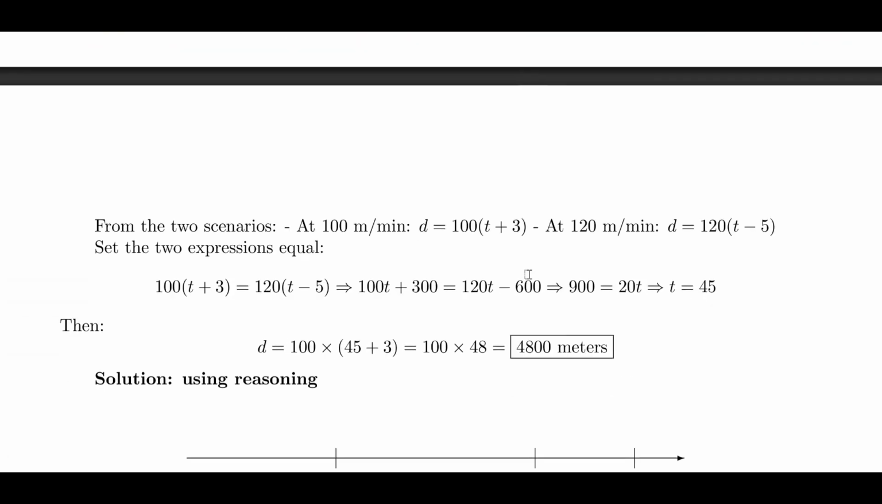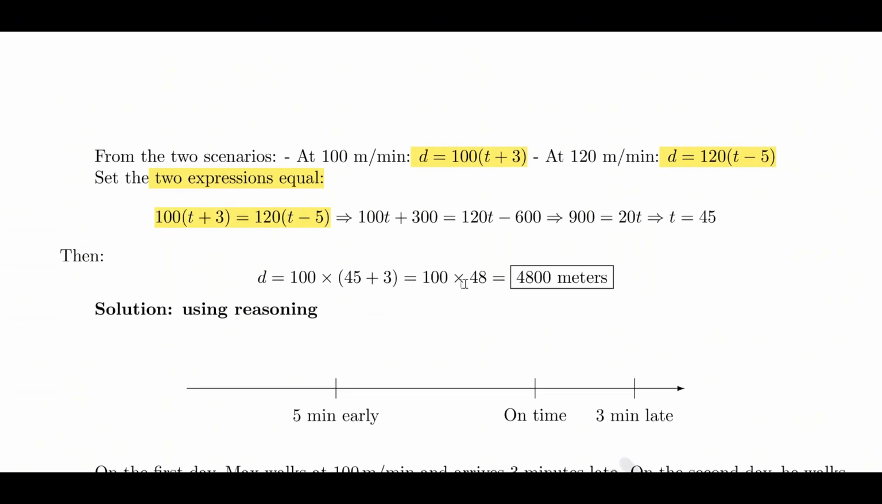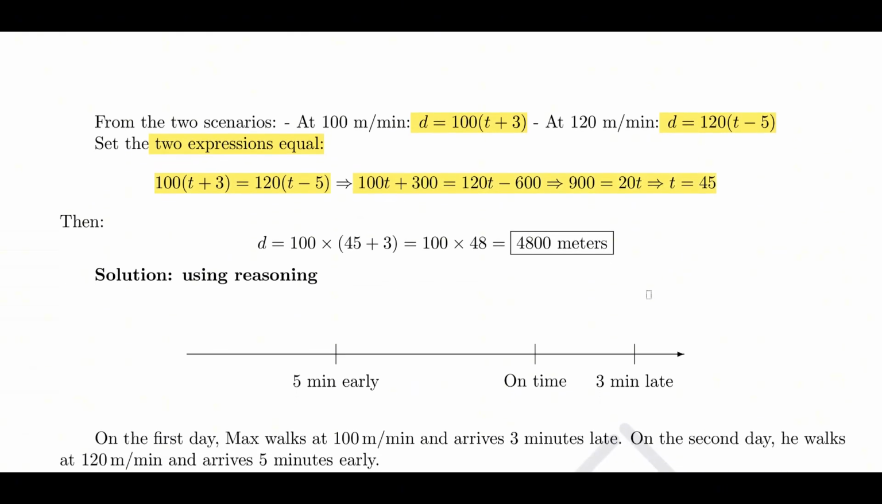On the first day, Max's distance is 100 times (t plus 3). On the second day, his distance is 120 times (t minus 5). Since the distance is the same, we set them equal. 100 times (t plus 3) equals 120 times (t minus 5). Expanding, we have 100t plus 300 equals 120t minus 600. That simplifies to 900 equals 20t, so t equals 45. Plugging back, the distance is 100 times (45 plus 3), which is 100 times 48, or 4,800 meters.